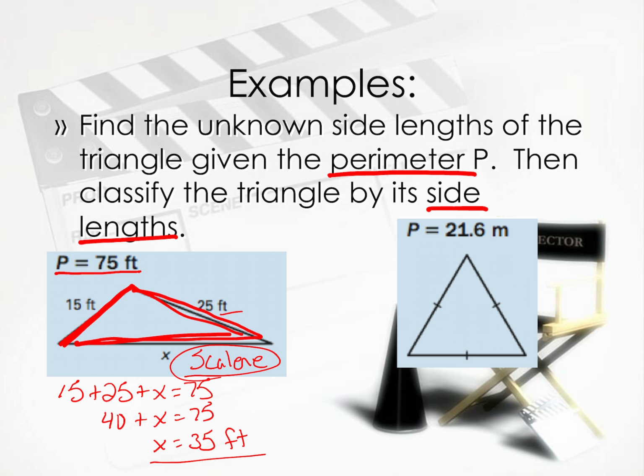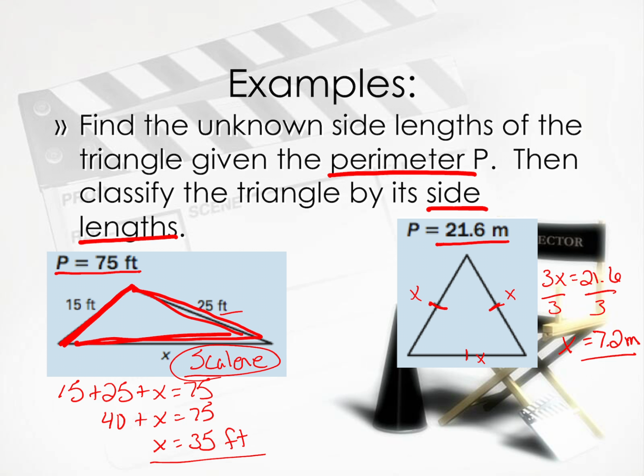Okay, here's another one. Again, our perimeter is 21.6 meters. This time, these little lines mean that all of the sides are the same. So all three are going to have the same side. If we say these are all sides x, that means 3x has to equal 21.6. Divide by 3. So our x is 7.2. And in this case, again, label meters. If you don't label it, we'll count it wrong when you put them in there.